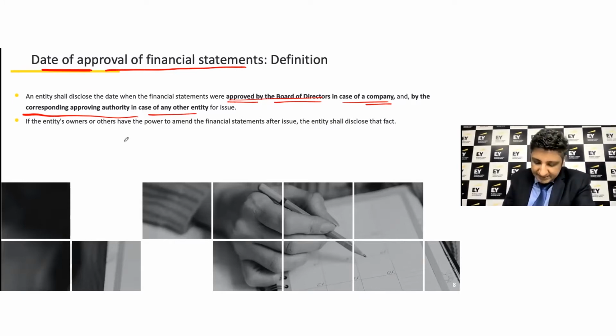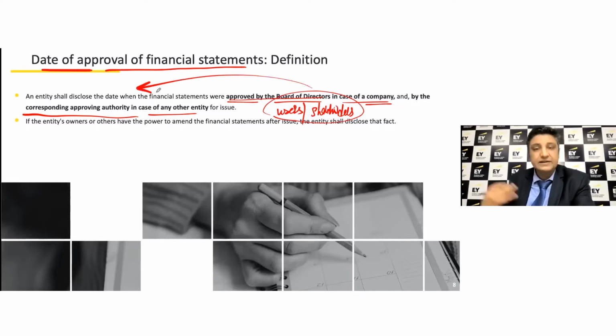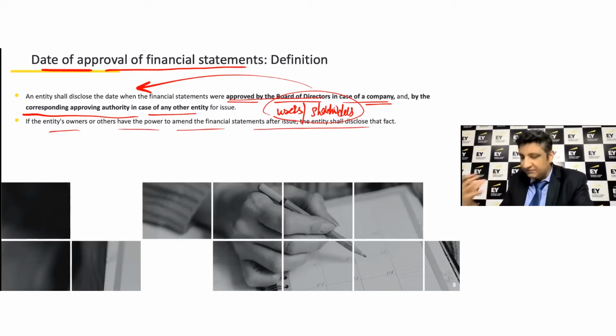Of course, the whole idea is that when you are looking at the date of approval by the board of directors, for example, in case of a company, the users, I would use the word shareholders, for example, must be aware of what is the date when these financial statements are getting approved, which actually means, by the way, they would get to know that anything that is happening after that date is nowhere in this set of financial statements for that particular relevant accounting period. That's what the shareholders or the users would be able to identify. Just in case the owners or somebody else has the power to amend these financial statements after these have been authorized, even that fact has to be disclosed by the entity.